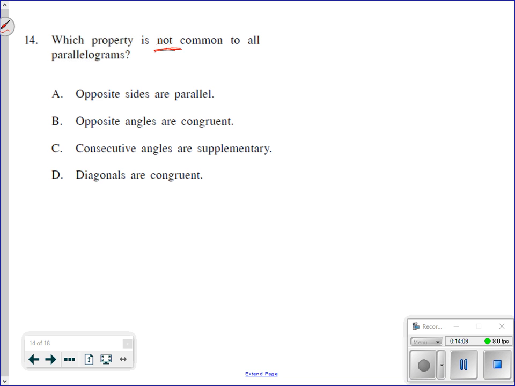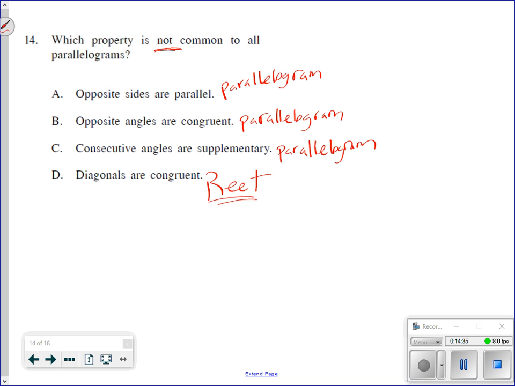So if we look at our choices here, opposite sides parallel, that is a parallelogram property. Opposite angles congruent, also a parallelogram property. So we found first 2 are common to all of them. Consecutive angles are supplementary. That also belongs to a parallelogram. And then the last one is diagonals are congruent. Well, that doesn't start until you hit the rectangle. So the rectangle properties are obviously not common to all of them because a regular parallelogram does not have diagonals congruent.